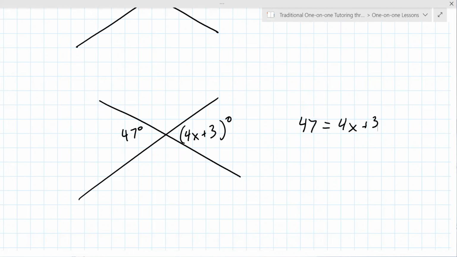All right, 47 plus 3, that's 50. You're not adding them together, Sourish. They're equal to each other. That's what's different about vertical angles. They don't add up. They are equal.